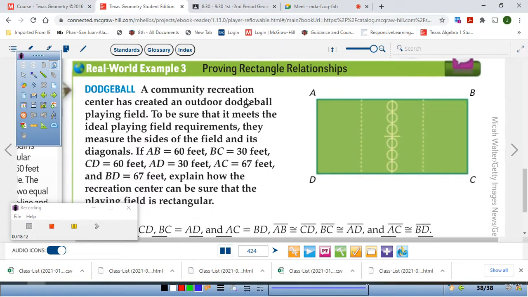Okay, so let's look at this real quick. A community recreation center has created an outdoor dodgeball playing field.